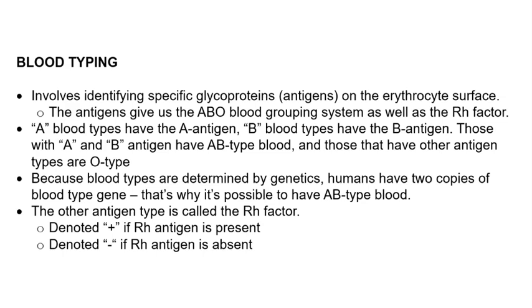The other antigen is the Rh antigen, or the Rh factor. If the Rh antigen is present on the erythrocyte, then the individual is Rh positive, and if the Rh antigen is absent, then it is said that the individual is Rh negative.